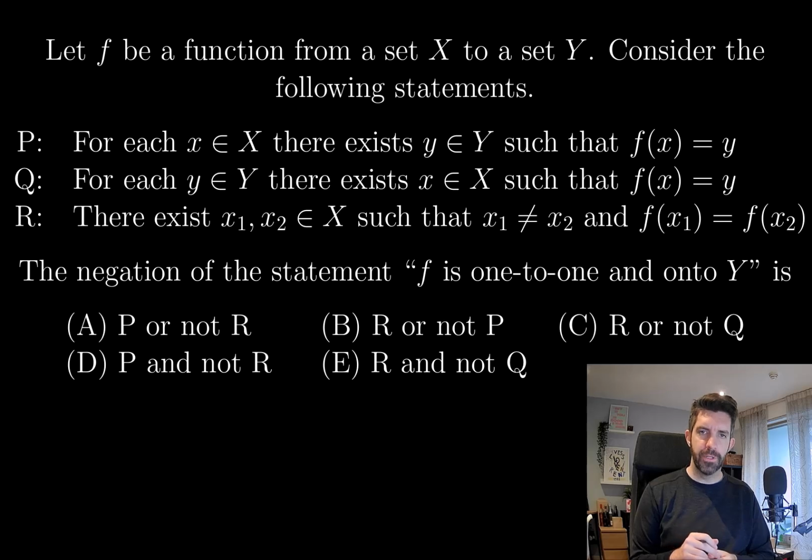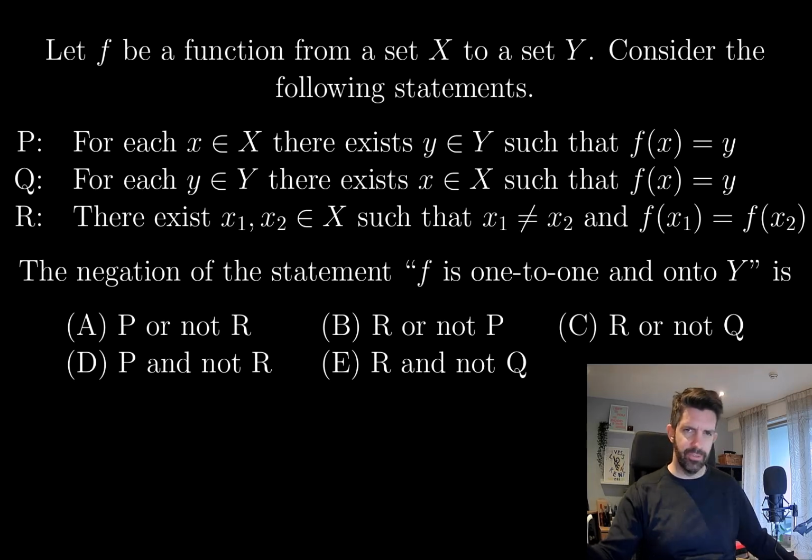Okay. Option Q, for each y in Y, there exists x in X such that f of x is equal to y. And statement R, there exists x1, x2 in X such that x1 is not equal to x2, and f of x1 is equal to f of x2. The negation of the statement "f is 1 to 1 and onto Y" is one of these options. Oh my goodness. Okay.